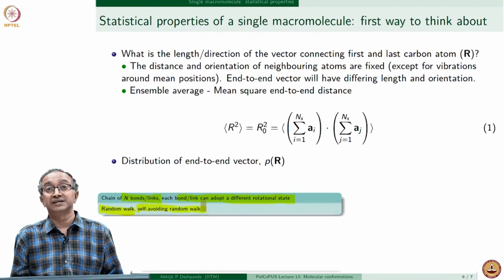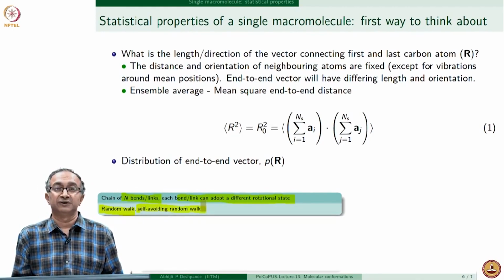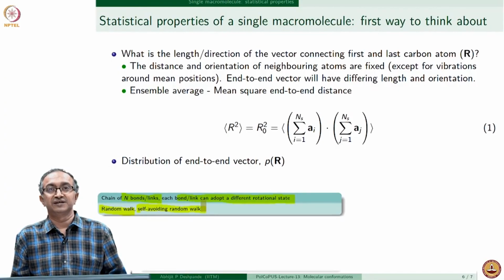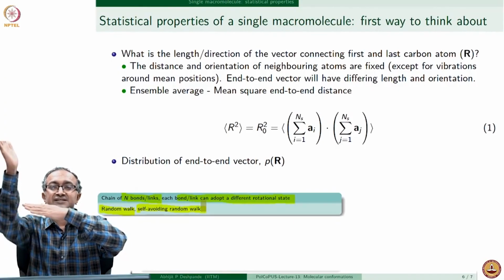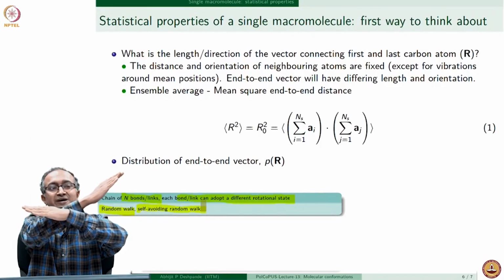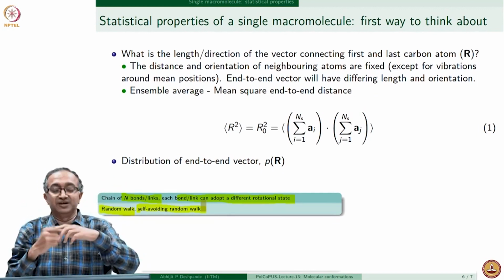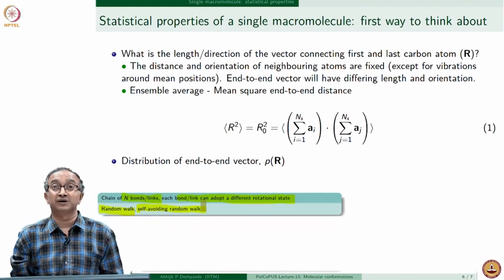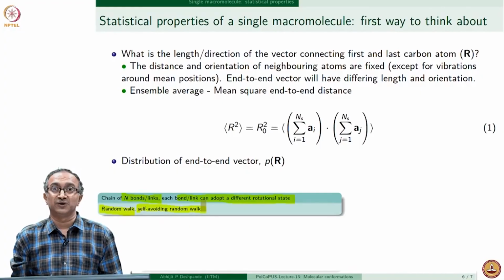Remember that a polymer chain cannot overlap on itself, because if there is one link here and then a second bond and third bond, it can come back, and after some time again a bond can come close to this, but it cannot overlap. So therefore we have a random walk, but it is a self-avoiding random walk. So this is again a theoretical framework to describe properties of macromolecules.